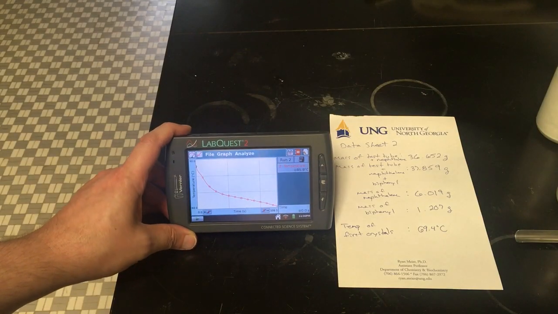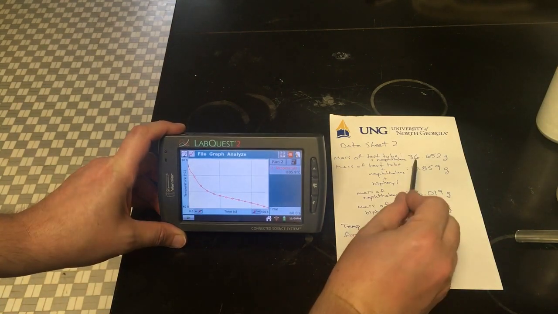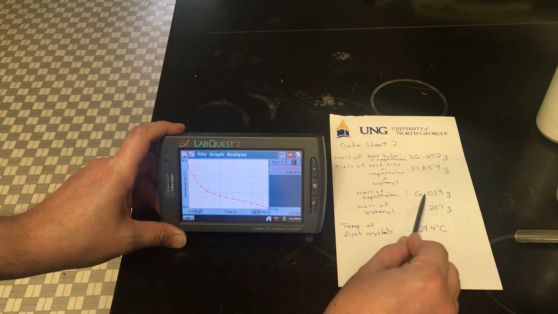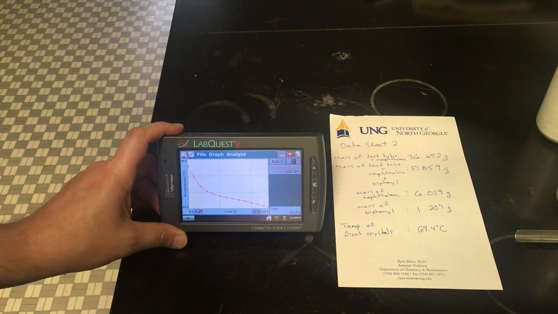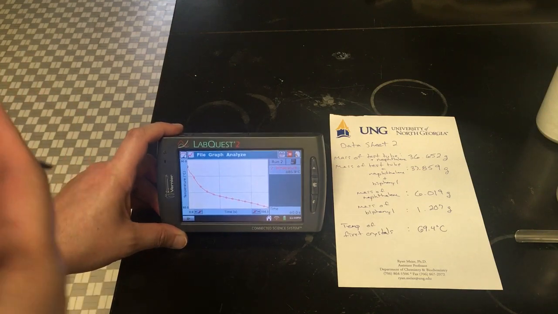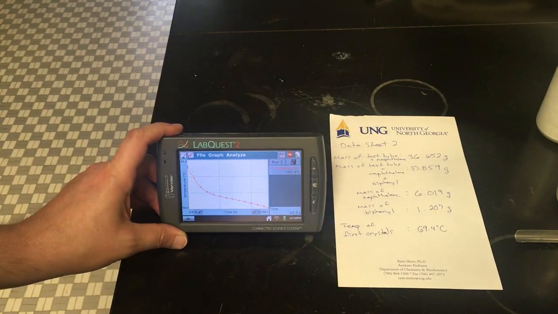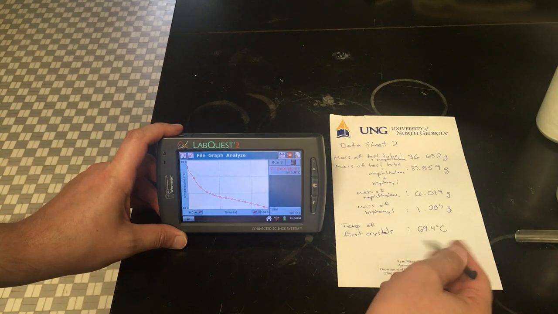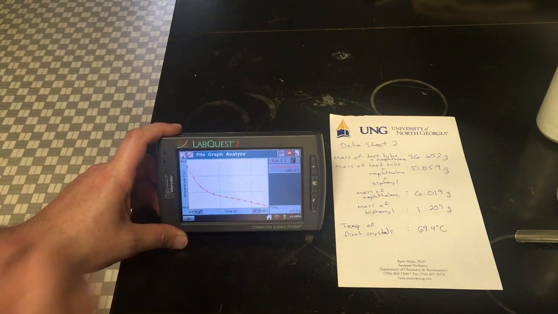All right, so I want to show the data here for the second part of our experiment. I have all of our measurements. Notice the mass of the test tube plus the naphthalene and the naphthalene mass are the same for part 2 as part 1, because all I did was add the biphenyl directly to the naphthalene we already had. That's the biphenyl you saw me add to get to that total mass. And here is where the crystals first started forming, about 69.4 degrees Celsius. And then here's the quick plot of the data.